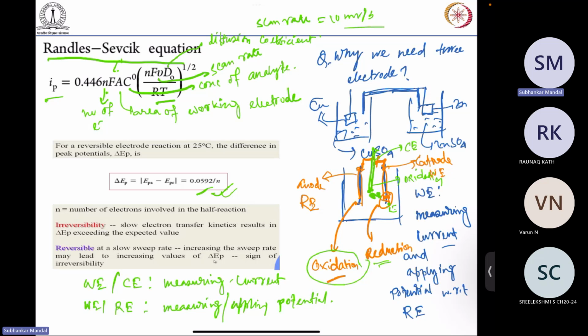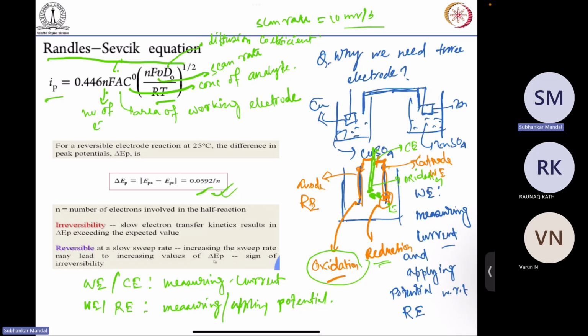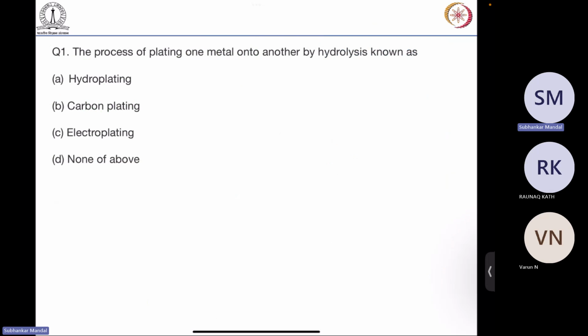I think that's all about cyclic voltammetry. So we can discuss some previous year assignment questions. After that, we will see the potentiometric titration video. Okay, so this is the first question: the process of plating one metal onto another by electrolysis is known as hydroplating, carbon plating, electroplating, or none of the above. So what will be the answer? You can tell what the answer will be.